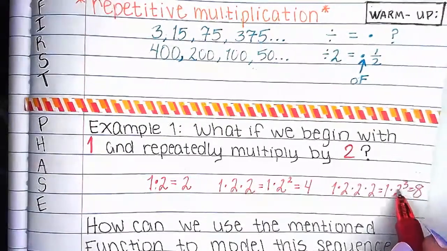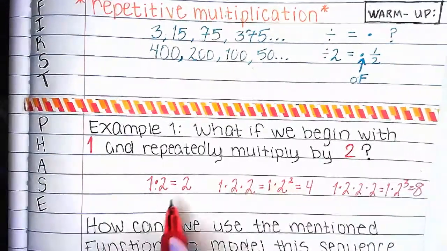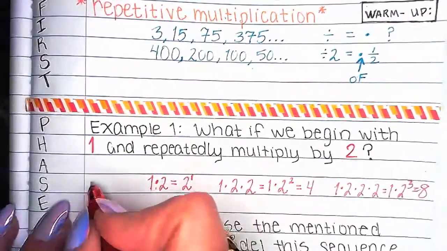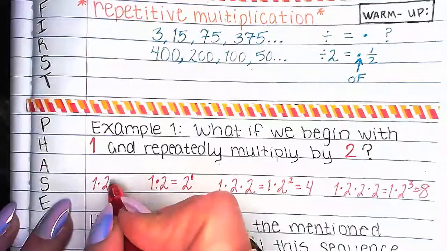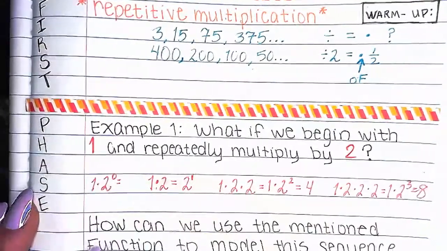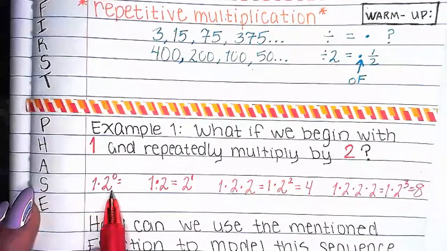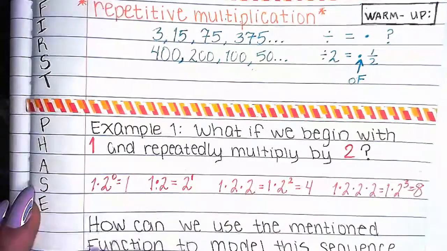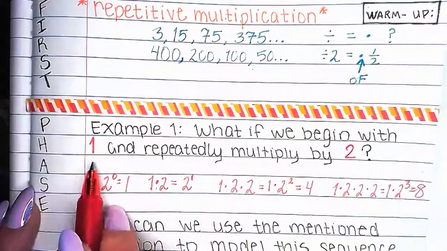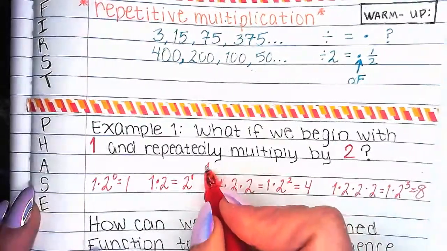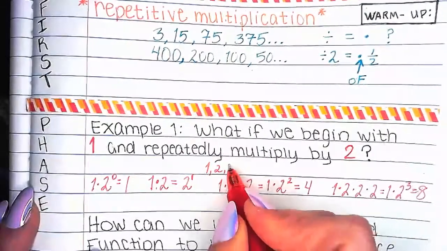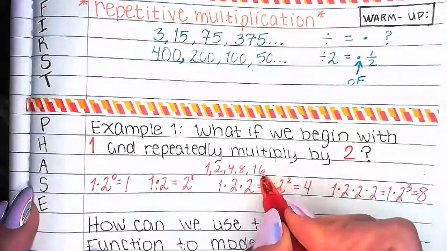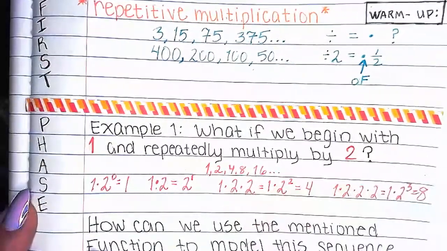Here I have 2 to the third power, 2 to the second. This is really 2 to the first. What's 2 to the 0 power? If you said 1, you were correct. And what's 1 times 1? 1. So if I started with 1 and repeatedly multiplied by 2, I would have 1 times 2 is 2, times 2 is 4, times 2 is 8, times 2 is 16, and we continue.